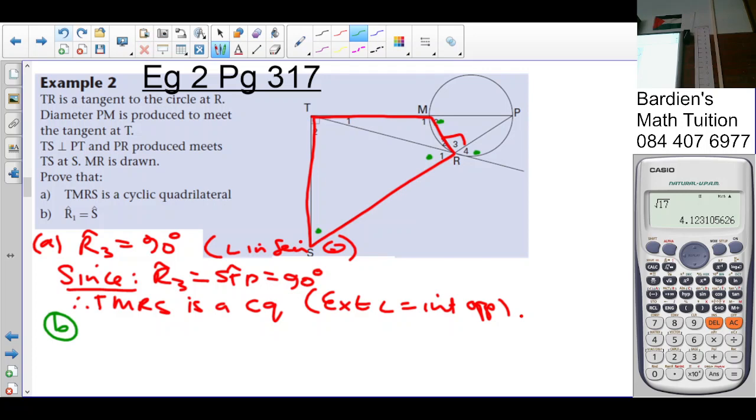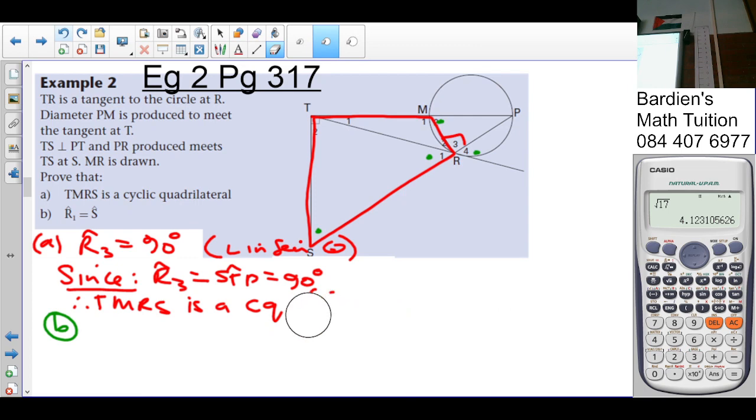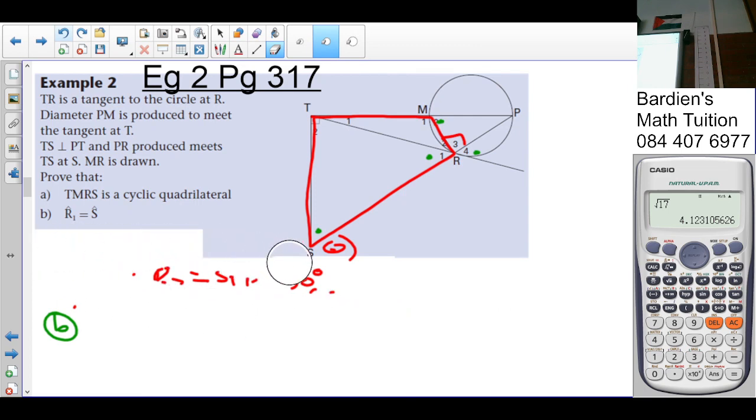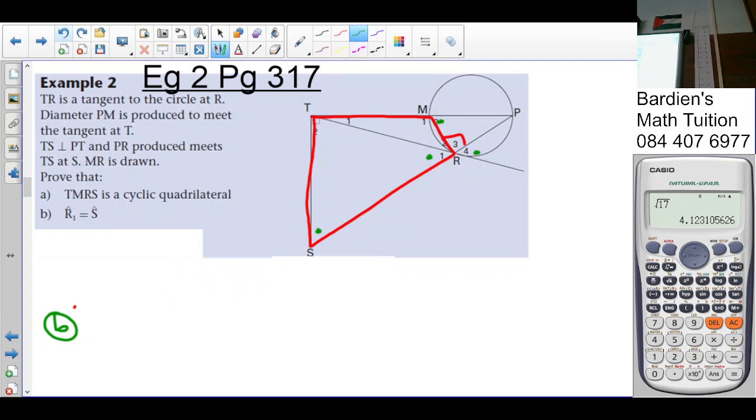So I can use the cyclic quadrilateral properties in that quad. You understand? So where do we start? We say let S equal to X or R1. I always start with the one on the side. So let R1 equal X.